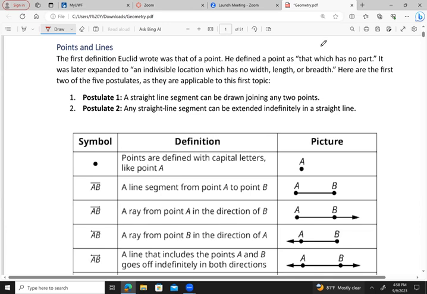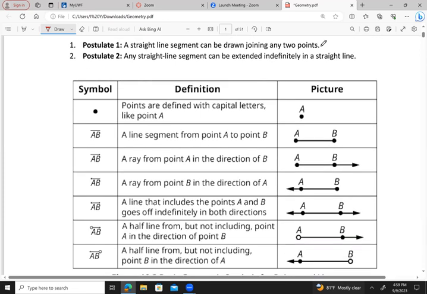Define a point as that which has no part. Later expanded to an indivisible location with no width, length, or breadth. Then Euclid came up with 5 postulates, and the first 2 of them are: a straight line segment can be drawn joining any 2 points, and any straight line segment can be extended indefinitely in a straight line.